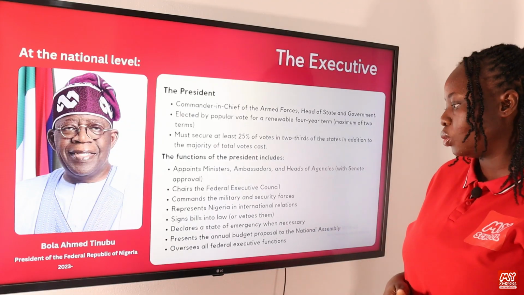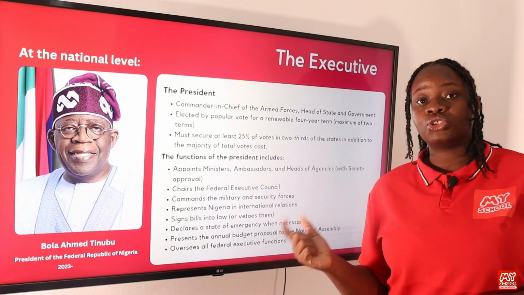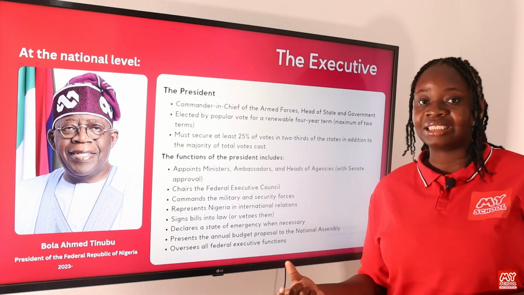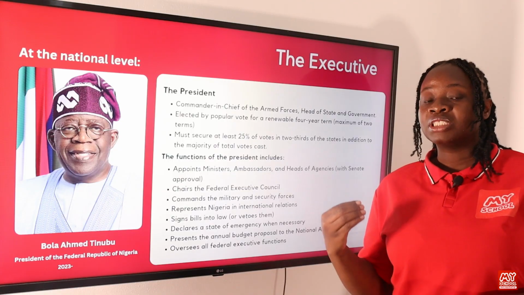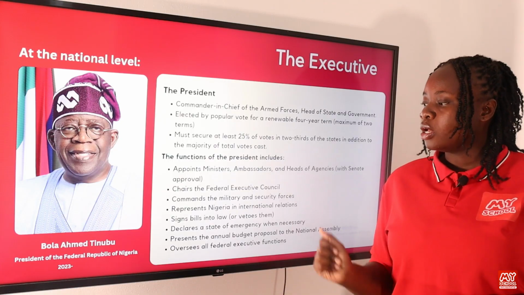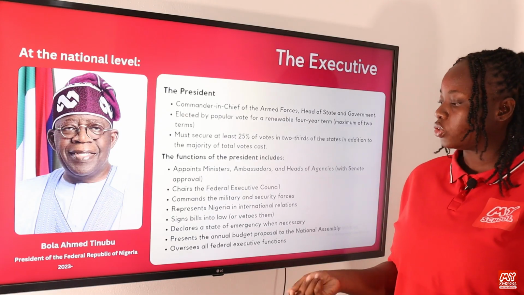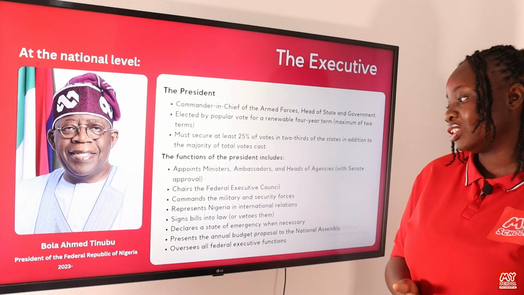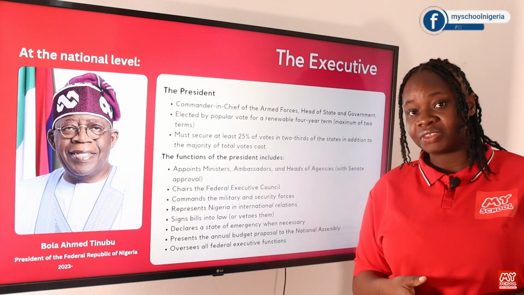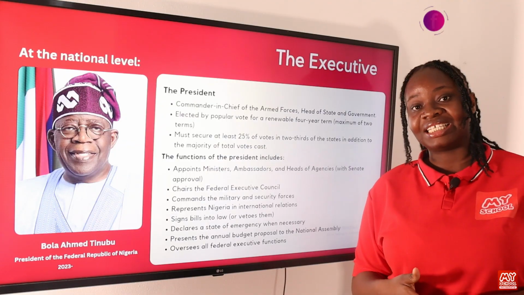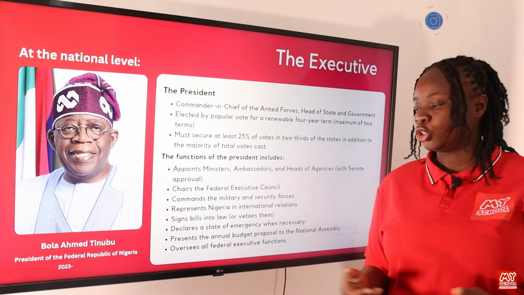He also signs bills into law or vetoes them. So when the legislature passes laws, he has the responsibility to sign the bill into law. If he doesn't sign it, it doesn't become a law, except if a 2/3 majority of the legislature decides to pass that bill into law. So this again helps to ensure checks and balances within the society. He also has the responsibility to declare a state of emergency when necessary. So when he feels the security of the state is being threatened, he has the power to declare a state of emergency, whether in a particular region within the country or in the entire nation.